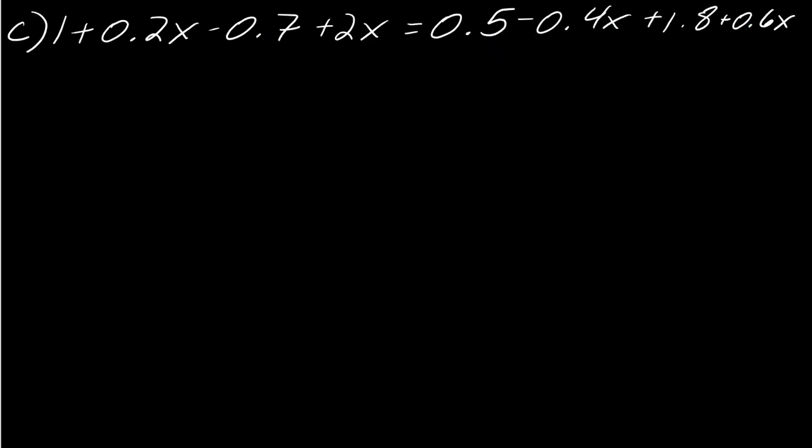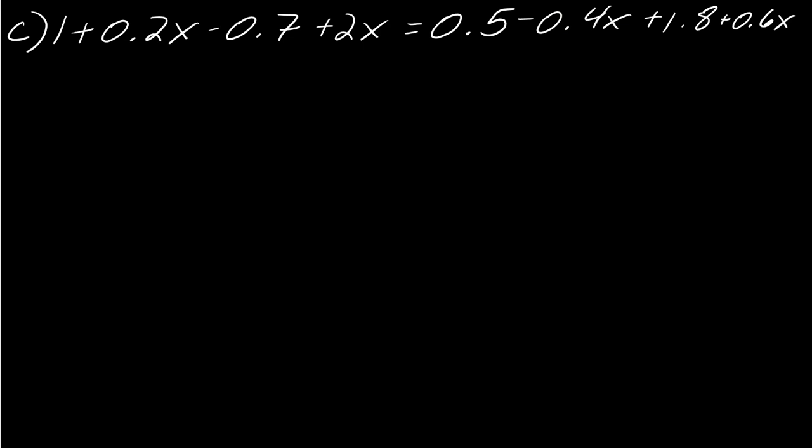Okay, so see here, I've got 1 plus 0.2x minus 0.7 plus 2x equals 0.5 minus 0.4x plus 1.8 plus 0.6x. Now I talked about in the lesson video, as you're doing this, you might be fine with decimals to a certain point. So if you wanted to collect your like terms now, that's totally fine. I'm just trying to show you the breadth of this technique. But if you have a slightly different way, like you want to collect like terms first, that's totally valid.